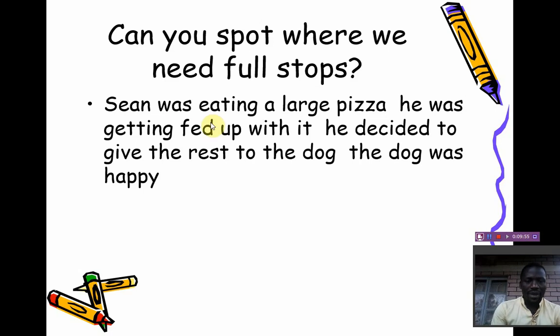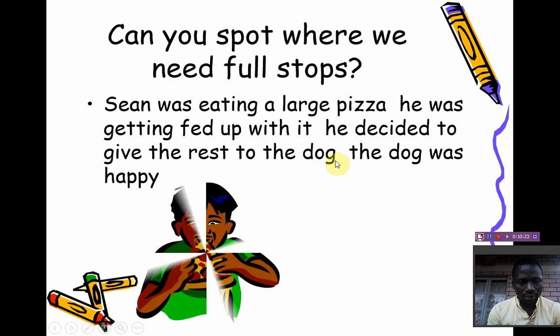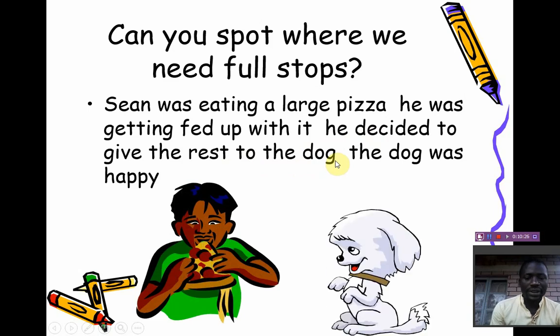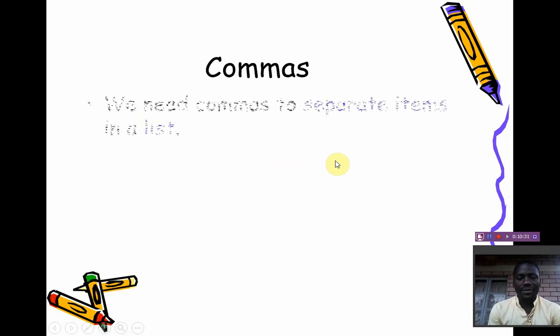For example, if I go through this sentence: Sin was eating a large pizza. He was fed up with it. Full stop. Then you begin with a capital letter. He decided to give the rest to the dog. You can also put the full stop. The dog was happy. Those are 3 sentences continuing one story. Okay? So that is Sin, and the pizza was too much for him, and he decided to give it to the dog.